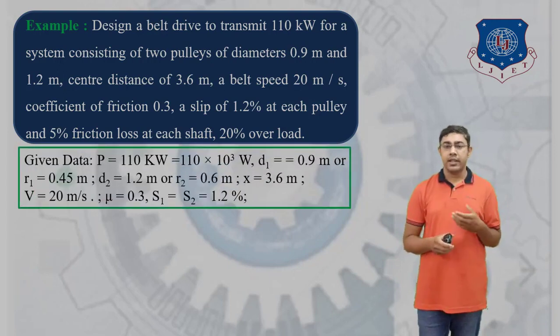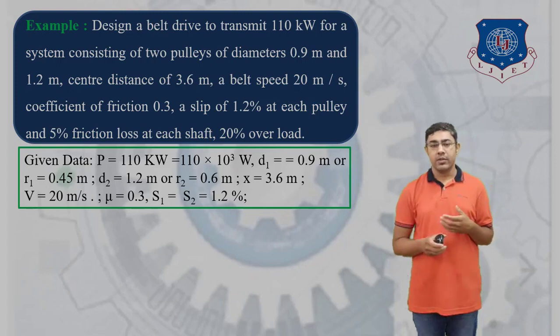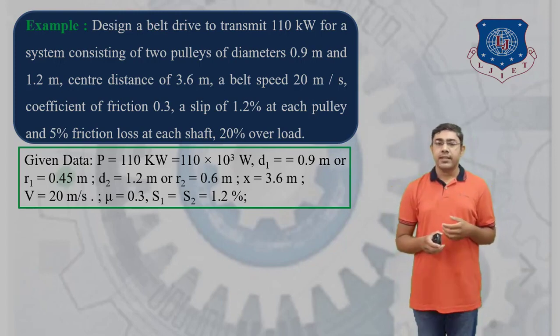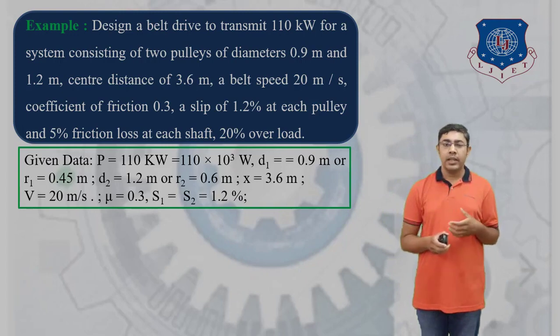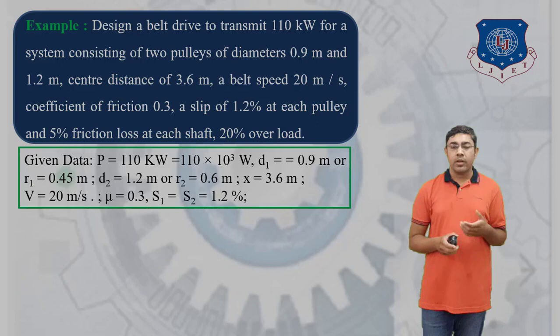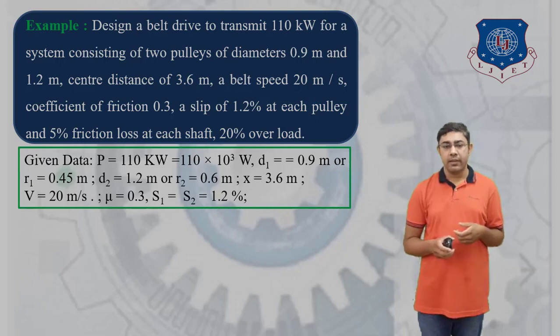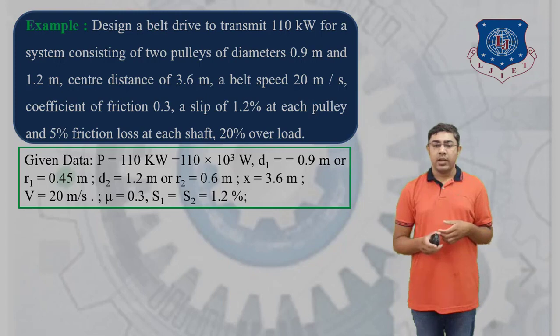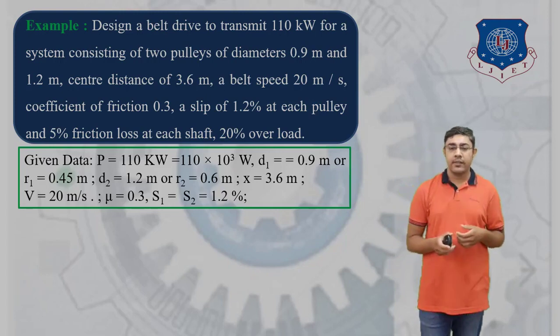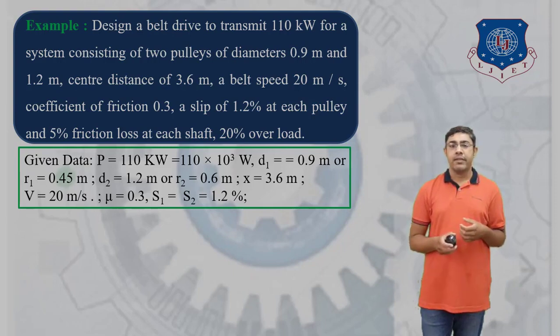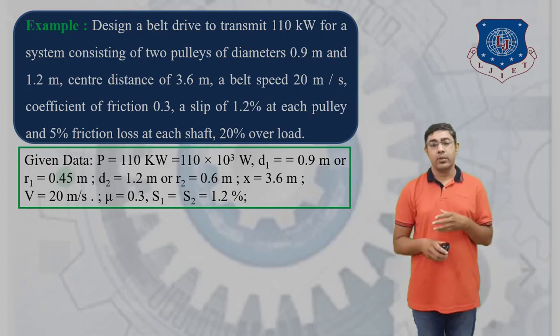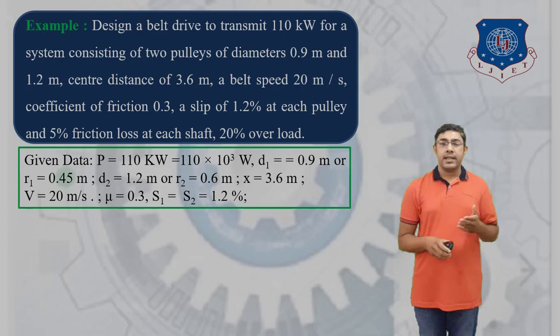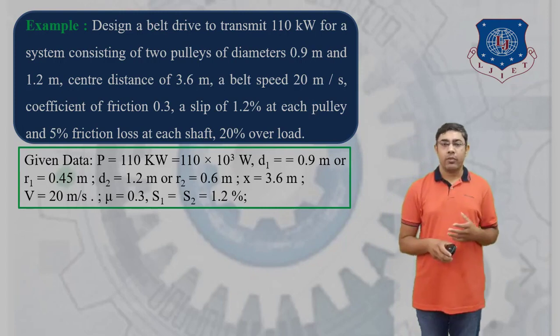Here the power is given, that is 110 kilowatt, or you can say 110 into 10 raised to 3 watt. D1, the diameter of the smaller pulley, is equal to 0.9 meter, or radius R1 is equal to 0.45 meter. D2 is 1.2 meters, or R2 is 0.6 meter. Center distance x is equal to 3.6 meters. Belt velocity v is 20 meter per second. Coefficient of friction mu is 0.3, and S1 is equal to S2 is equal to 1.2%. Here the slip on both pulleys is the same, so S1 is equal to S2 is equal to 1.2%.